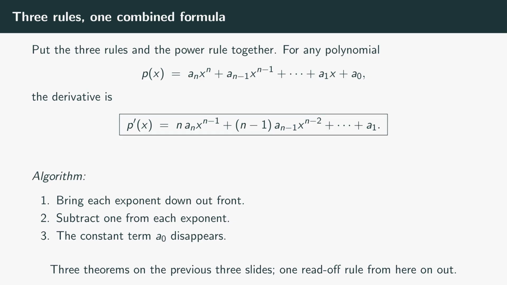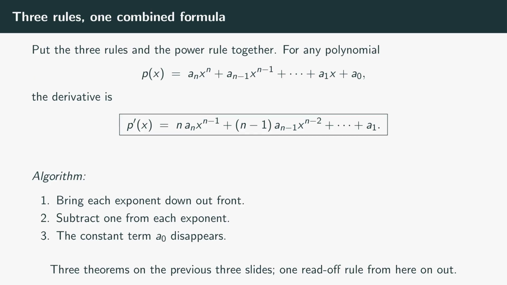Now we package the four results, power rule, sum rule, constant multiple rule, constant rule, into a single algorithm for polynomials. Given any polynomial, walk term by term. For each term, apply the power rule and the constant multiple rule to pull the coefficient through and differentiate the power. Then the sum rule glues all the pieces back together. The constant term, the one with no x in it, vanishes by the constant rule.